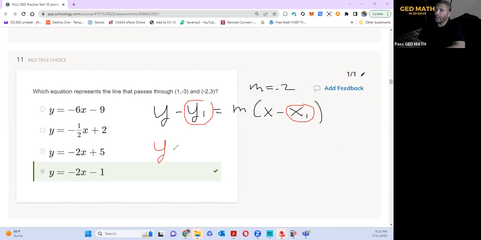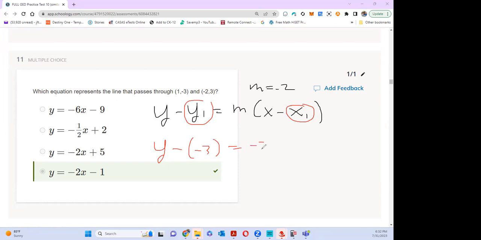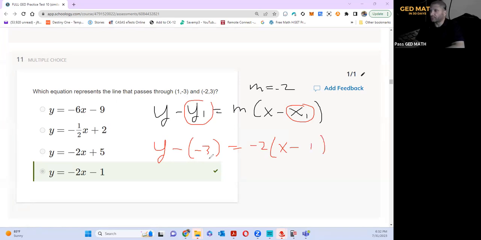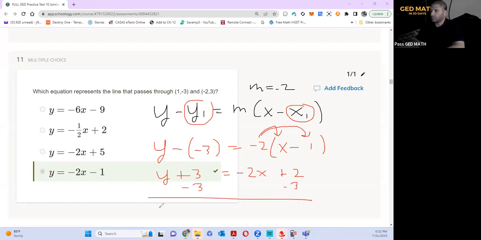So Y minus Y1, which is -3, equals the slope, -2, times X minus X1, which is 1. So we get Y plus 3 equals -2x plus 2, because we use the distributive property. -2 times x is -2x. -2 times -1 is +2. We subtract 3 from both sides because we want to get y by itself. The 3's cancel, bring down our equal, bring down our -2x. -3 plus 2 is -1. Did we get the same exact answer?